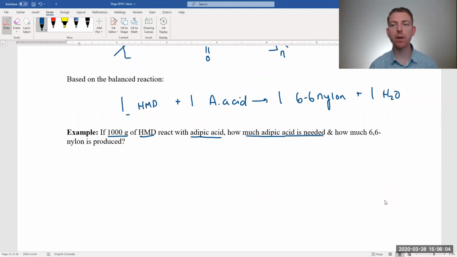So if you haven't tried it already, I say hit pause here. I'm going to carry on, and you can just pick up the video where we leave off here. So if we start, we want to get, first of all, the molecular mass of the HMD.